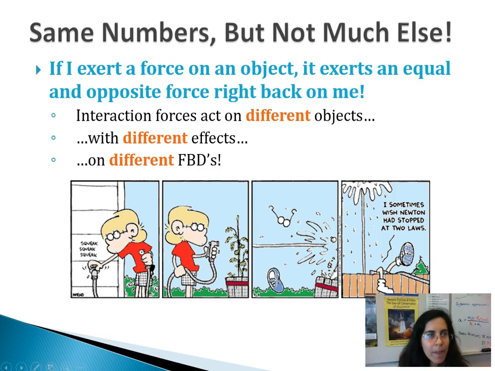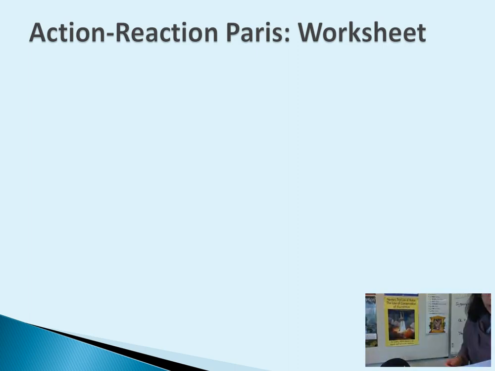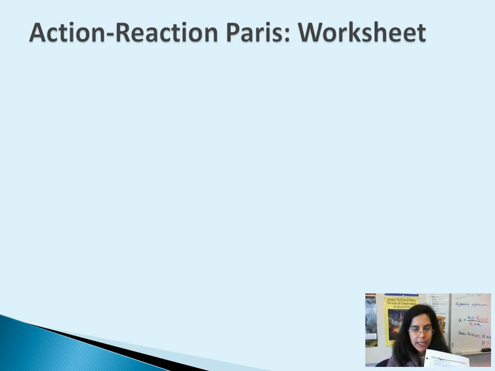Let's take a look. Take out your action-reaction pairs worksheet. Take 5 minutes, no more, to do all of the examples on the front. For instance, the first one is done for you. If you try to hit a wall with your fist, you will find that the wall hits your fist right back.